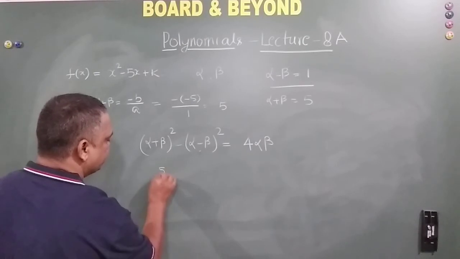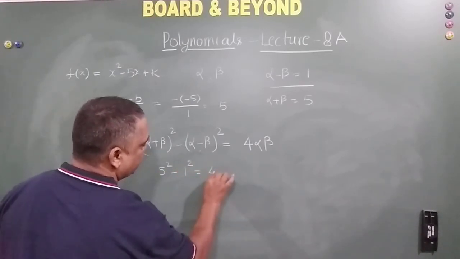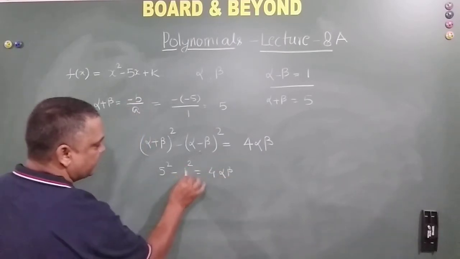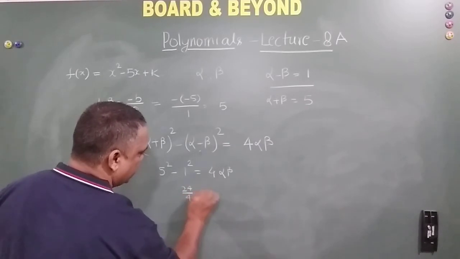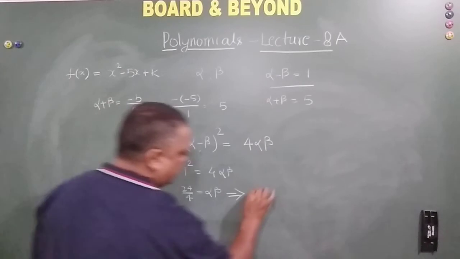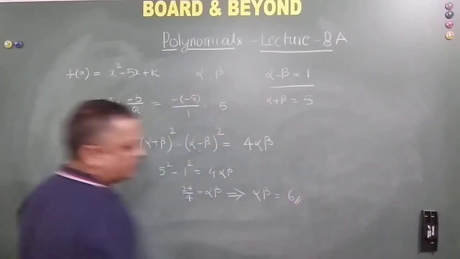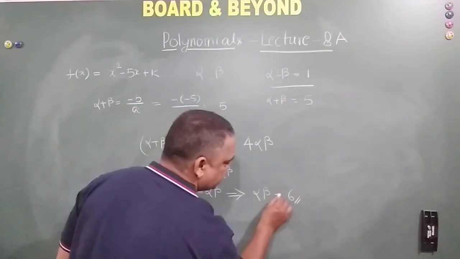This is equal to 5 square minus 1 square is equal to 4 into alpha into beta, which is equal to 25 minus 1 is 24. 24 divided by 4 is equal to alpha beta, which says that alpha into beta is equal to 6. Right friends? So we have found out alpha into beta is equal to 6 here.